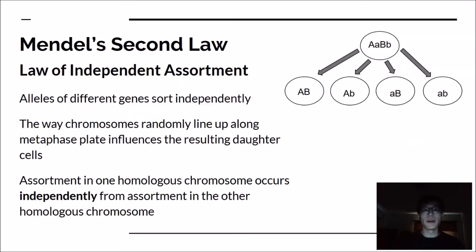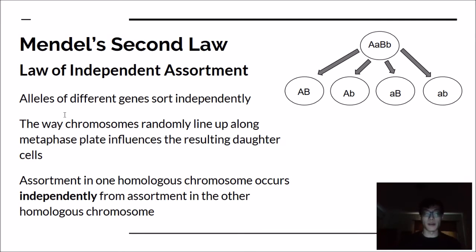So Mendel then proposed his second law, which is the law of independent assortment, which basically states that alleles of different genes sort independently, kind of like so. And the way the chromosomes line up along the metaphase plate kind of influences the resulting daughter cells, whether this particular gene is going to be on this side or on this side, and that can influence how it's going to be sorted into the gametes.